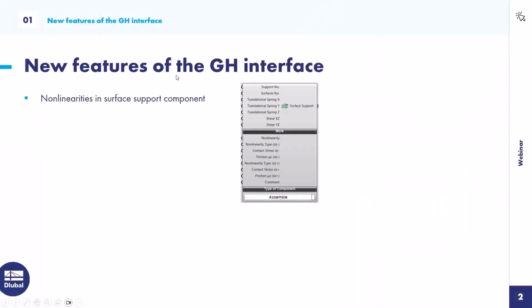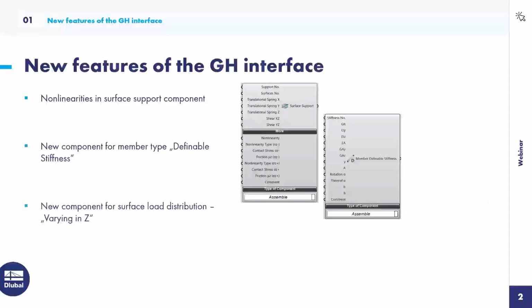The first new feature that we're going to release is the extension of the surface support component. We added options for non-linearities. The second new feature is a new component for the member type definable stiffness. With that component, you can create via Grasshopper a member with your user-defined stiffness.